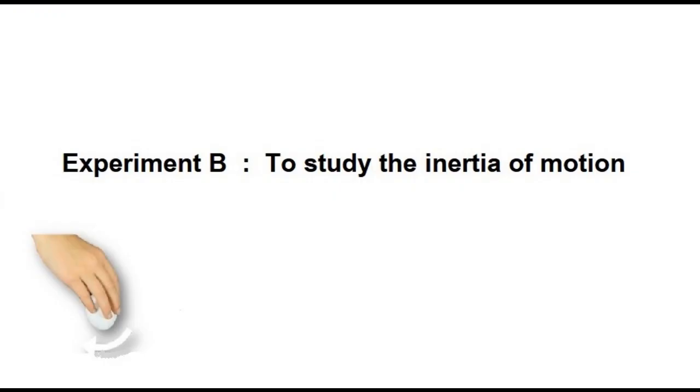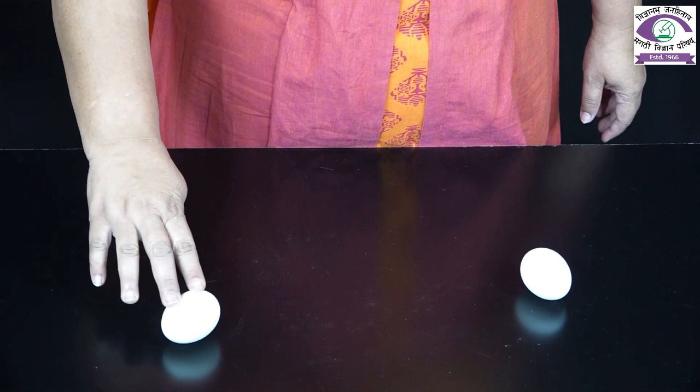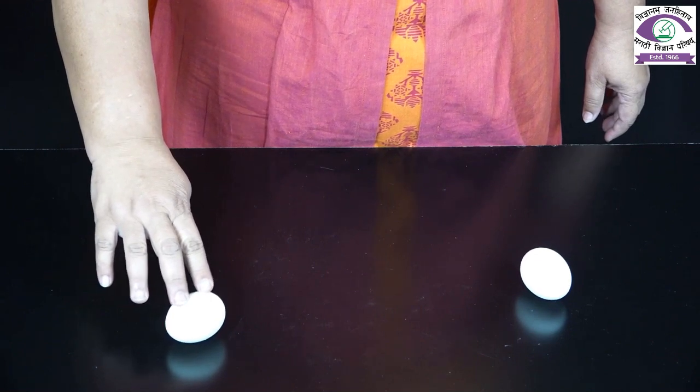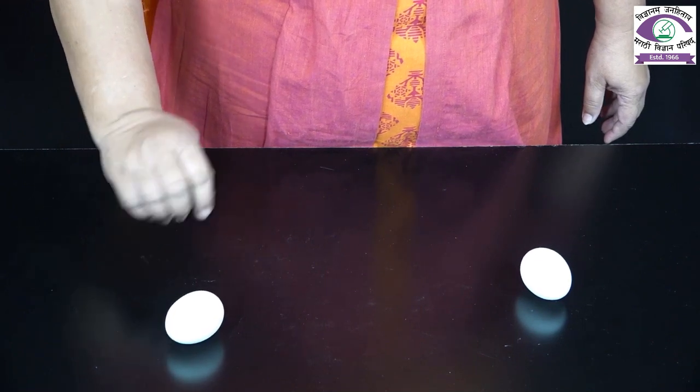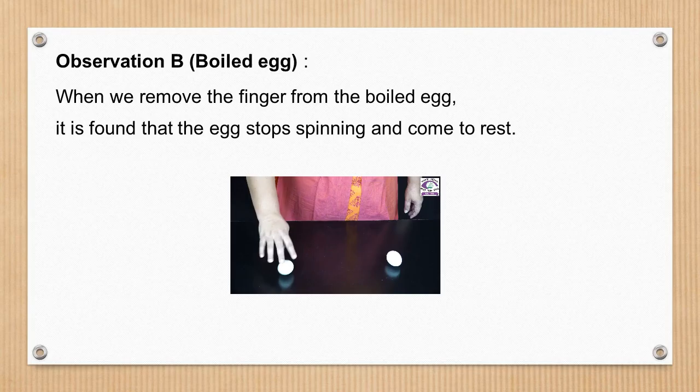Experiment B. To study the inertia of motion. For this activity, we have taken a raw egg and a boiled egg. Give a good spin to the boiled egg. As it spins, stop it by putting your finger on the top of the egg. Then remove your finger immediately. Observe what happens to the motion of the egg and record it. It is found that the egg stops spinning and comes to rest.